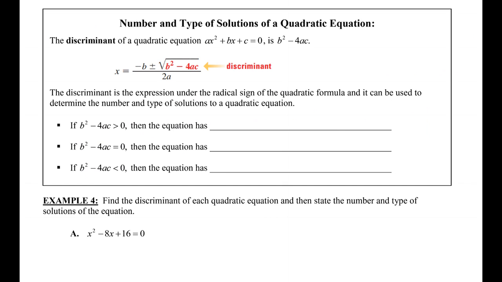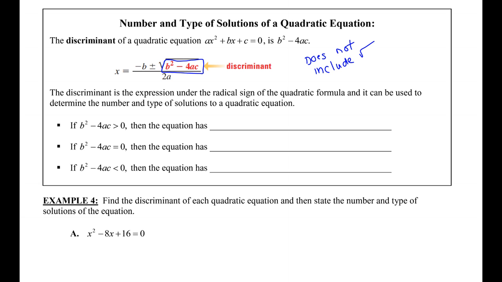The back page talks about the discriminant. The discriminant of a quadratic equation is b squared minus 4ac. So it is the part underneath the square root. It does not include the square root. So we're just looking at b squared minus 4ac.